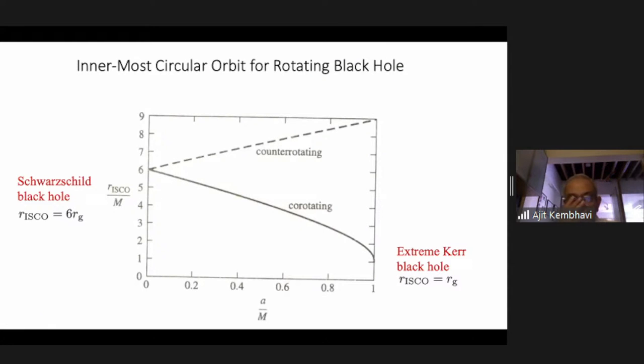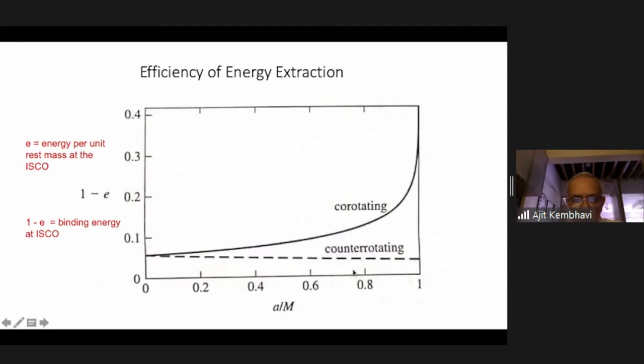So here we found that it depends on whether the black hole is rotating or not. When it is not rotating, the spin angular momentum of the black hole is zero. Then you will find that the innermost orbit is at about 6 RG. Whereas if it is a co-rotating orbit around an extreme Kerr black hole, then the radius can be 1 RG. And the smaller the radius, the greater is the amount of energy that you can extract. So from an extreme Kerr black hole, you should be able to extract about 42% of the rest mass energy of a particle as it falls into it.